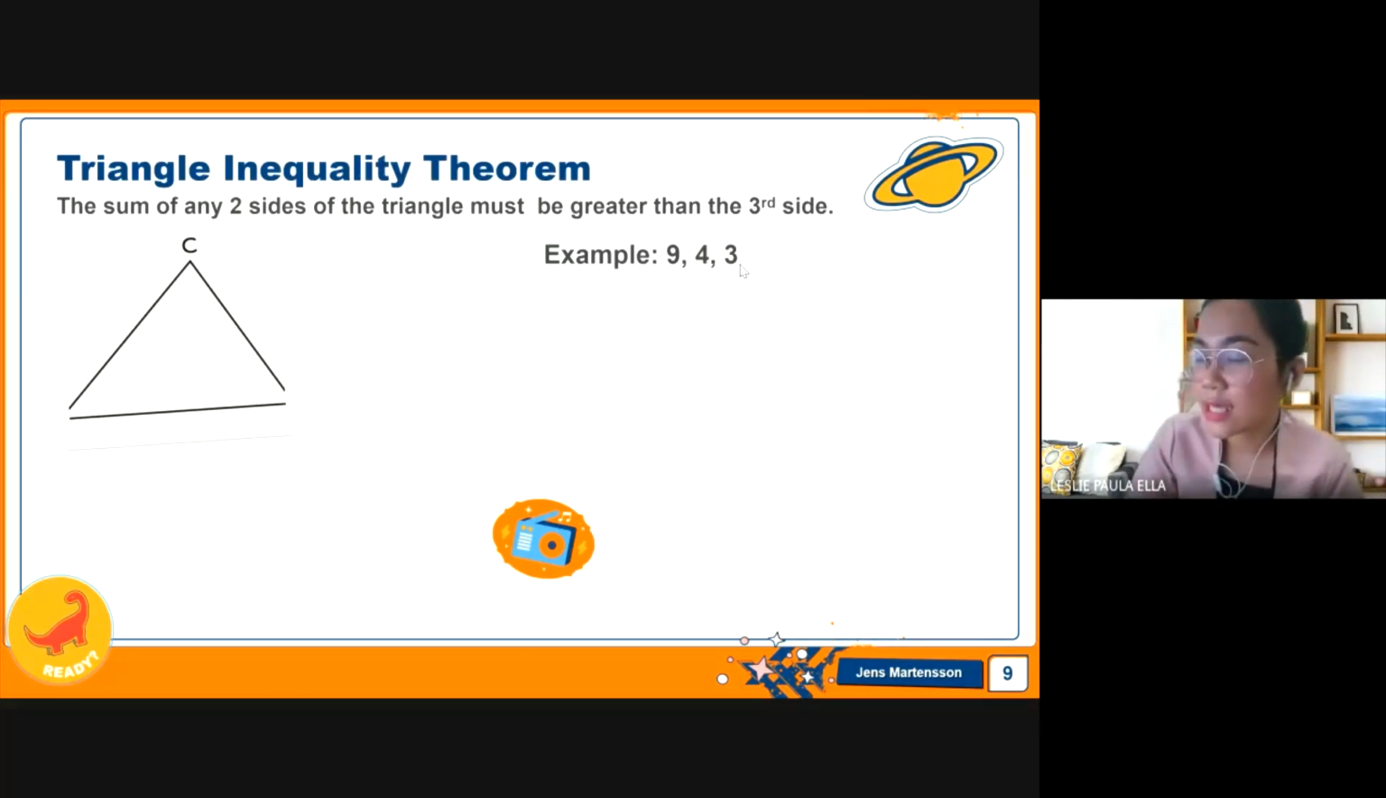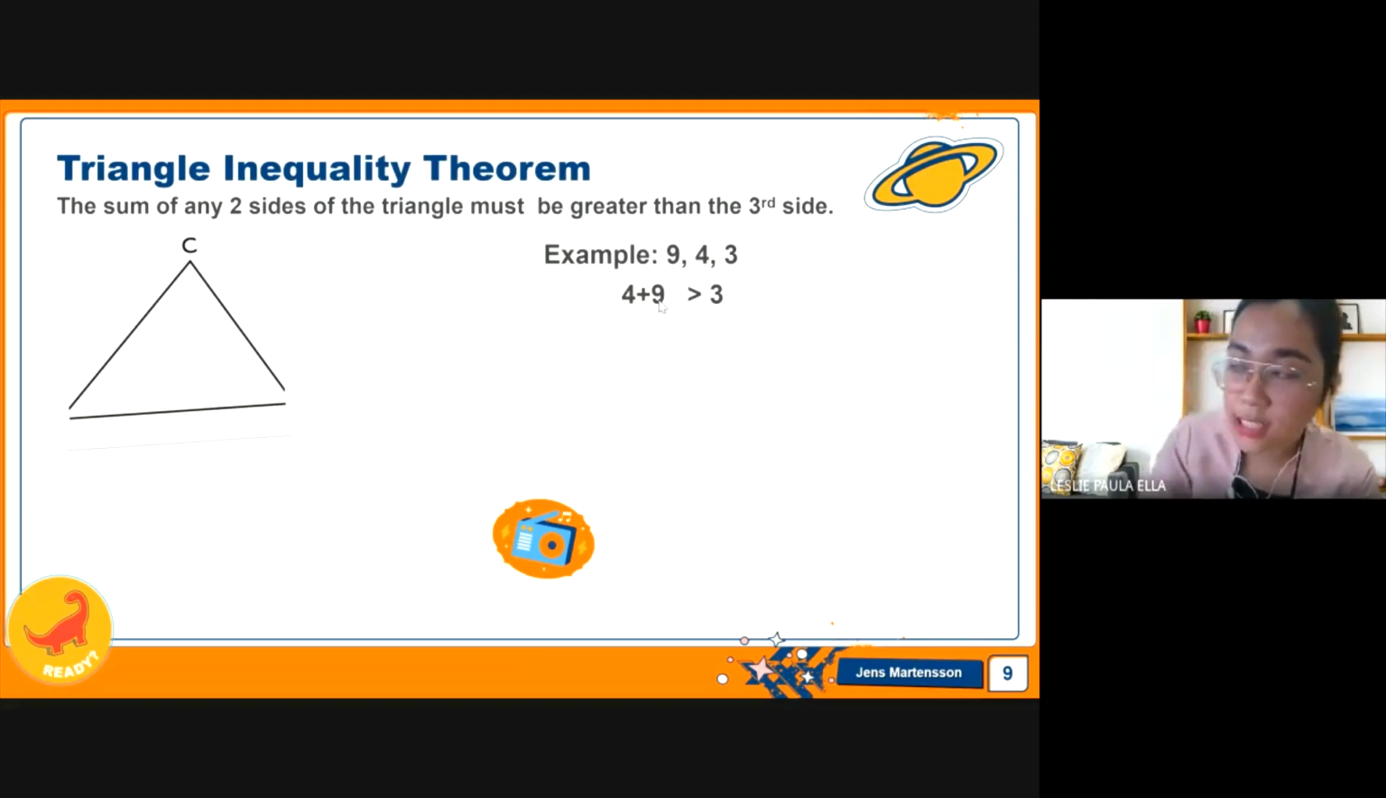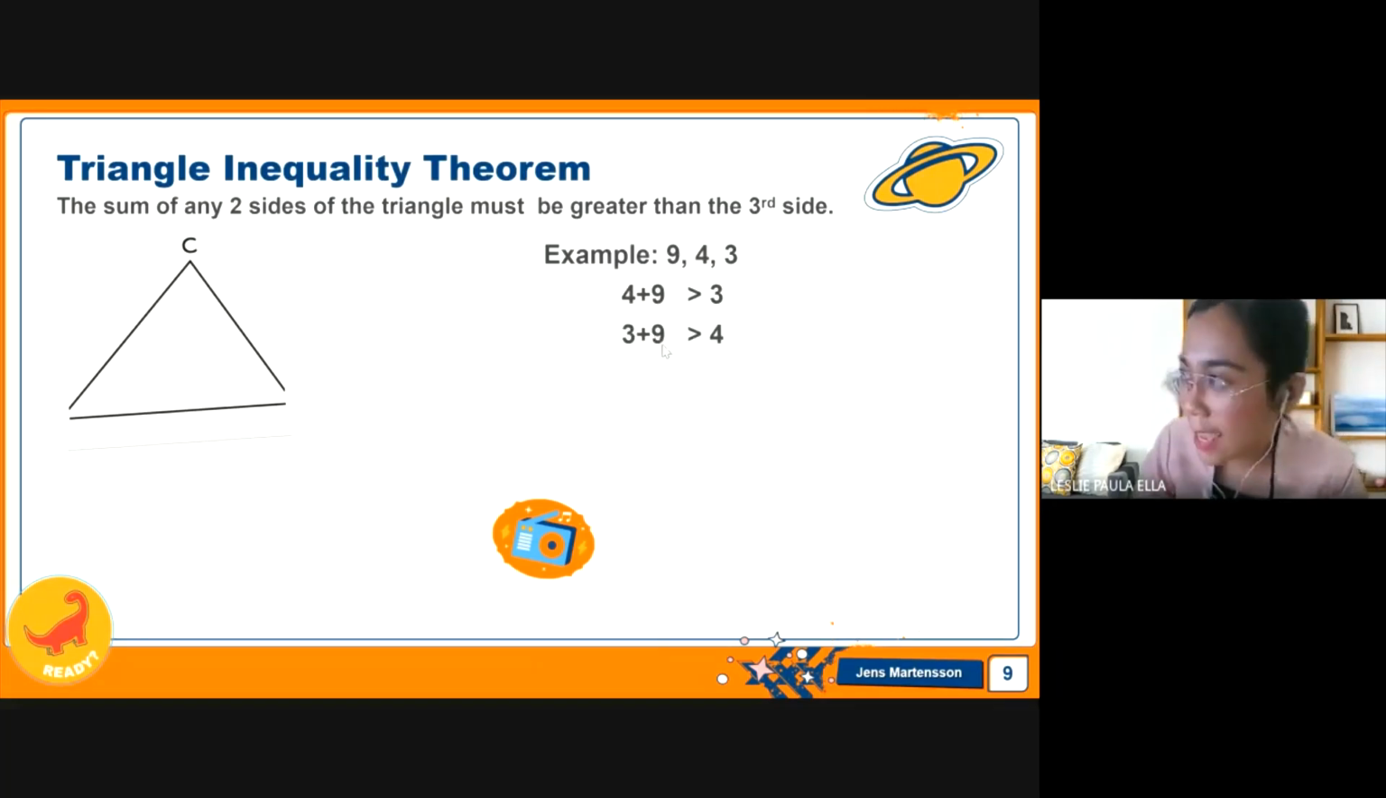So let us try to add the first two sides again. We have 4 and 9 as the first two sides, and 3 will be the third side. So it is true that 4 plus 9 is greater than 3. How about 3 plus 9? 3 plus 9 makes 12. That is also greater than 4.